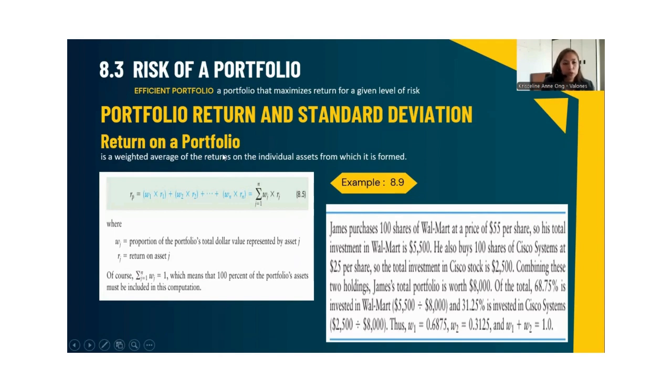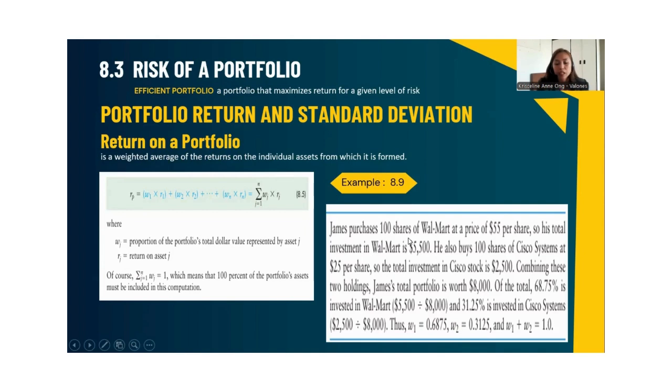Return on a portfolio. What do we mean by that? It is a weighted average of the returns on the individual assets from which it is formed. So basically, this is the amount of return you will get from your investment and earn in your whole portfolio. So we will check here the formula and the example.